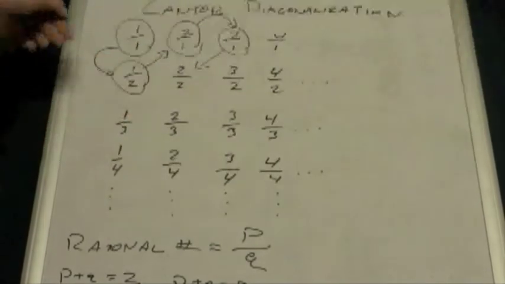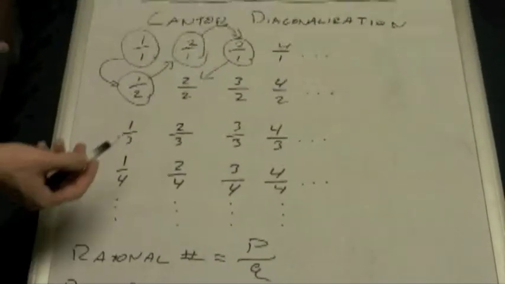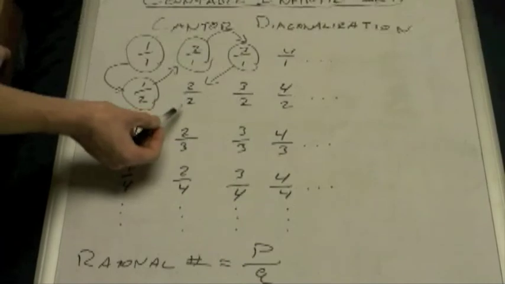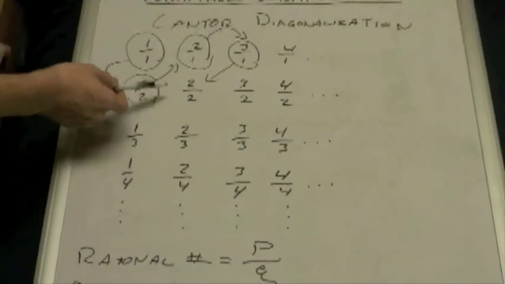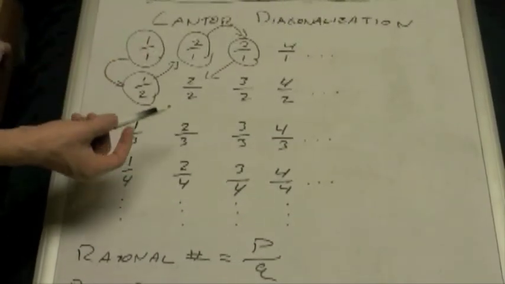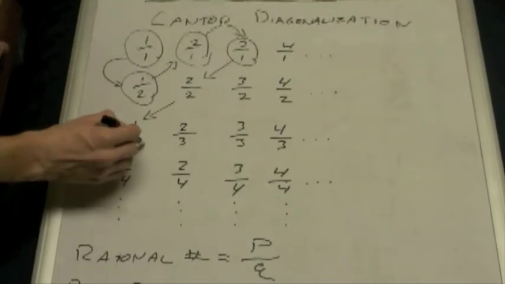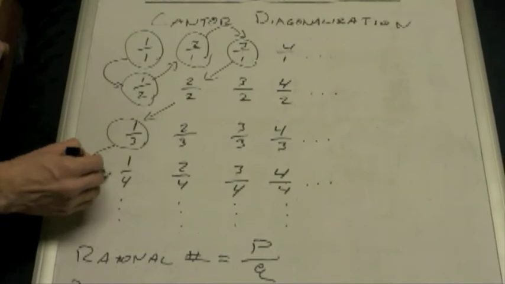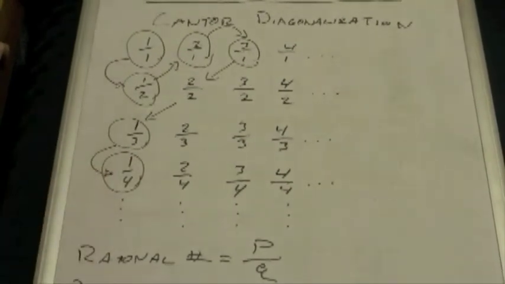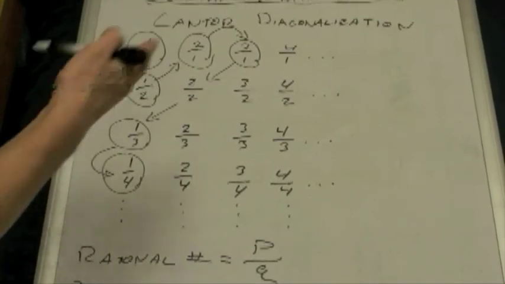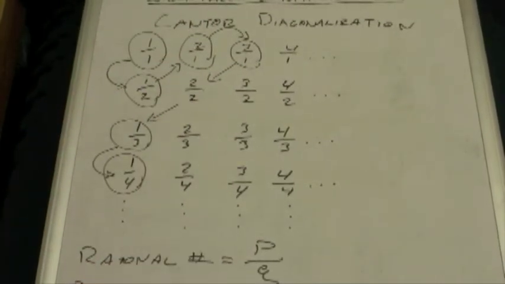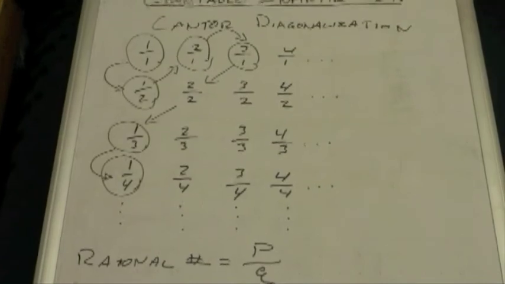Now as we reach 2 over 2, we had our first number with a repeating value, since 2 over 2 is the same value as 1 over 1, or just simply 1. So we just skip over it, and continue moving down to 1 over 3, which we circle, and we continue to do this forever.